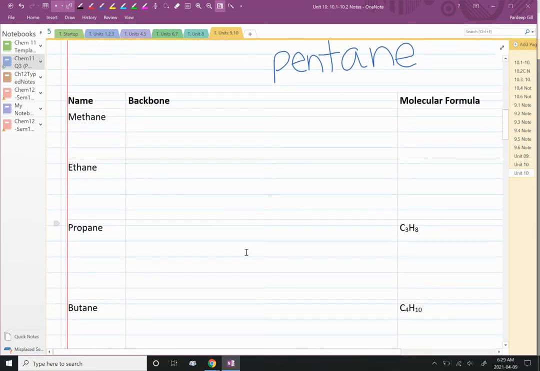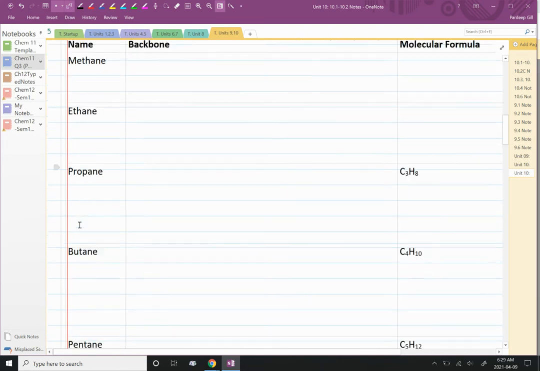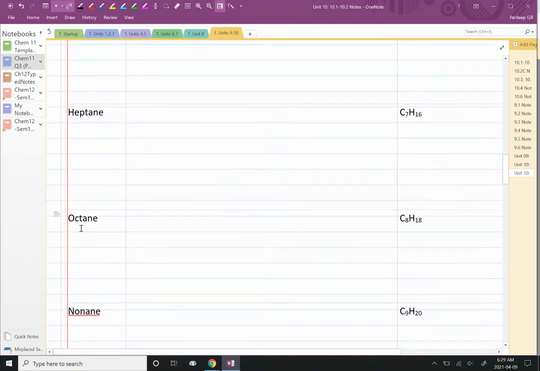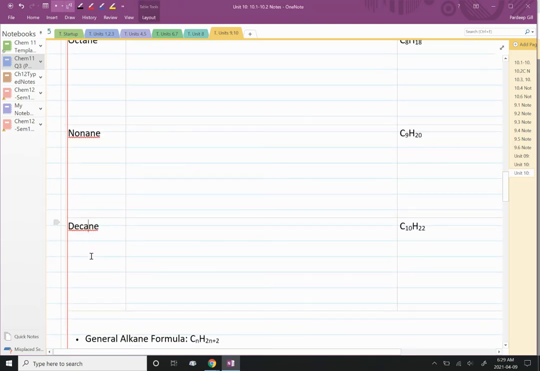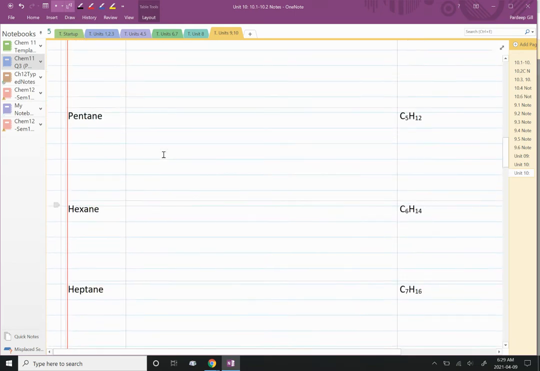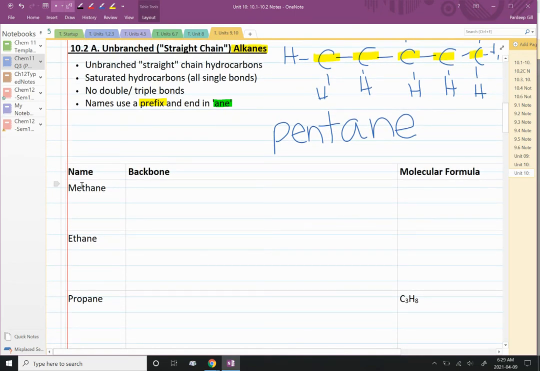Now, what I do want you to do is write down all of the alkanes from methane all the way to decane. And then I want you to do the following. I want you to write down the name, and then I want you to sketch the backbone, and then write down its molecular formula. So I'll start off here.